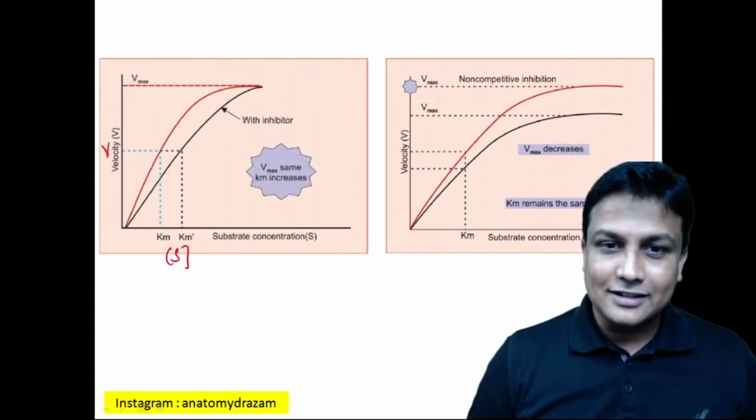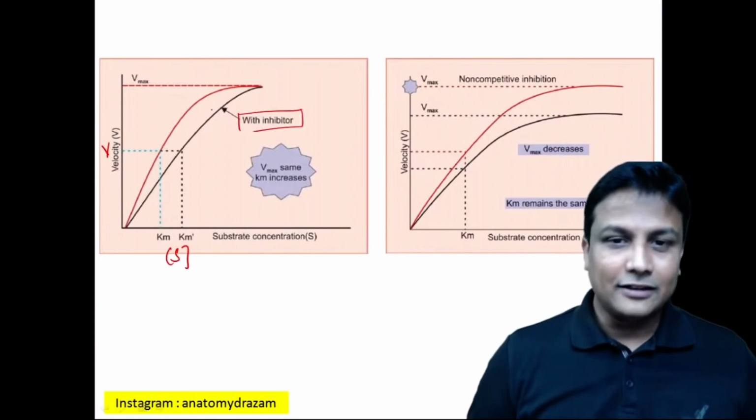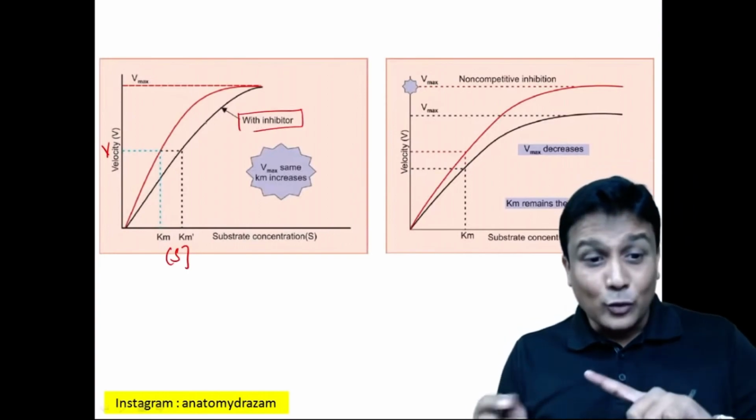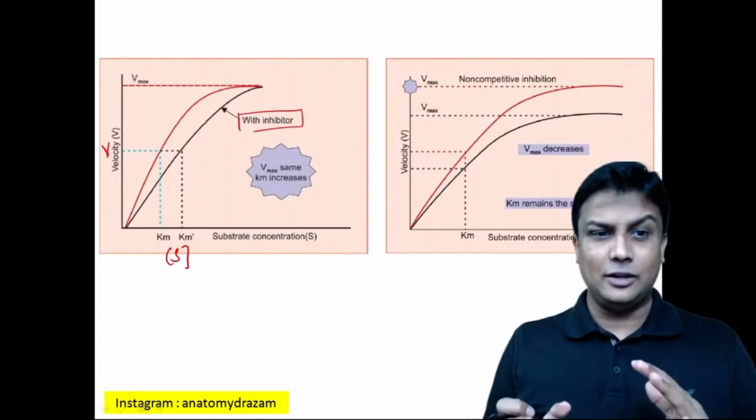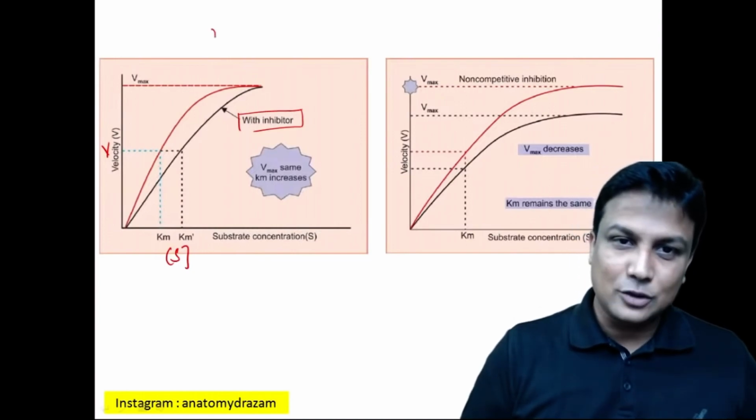This black colored line is with the inhibitor here. The red colored one is without the inhibitor. So we are trying to check with the inhibitor and without the inhibitor. So this graph, the very first one, is the competitive one. Sir, how can you tell in this competitive one?